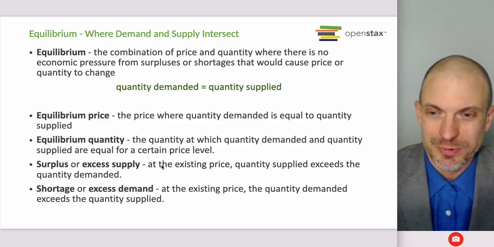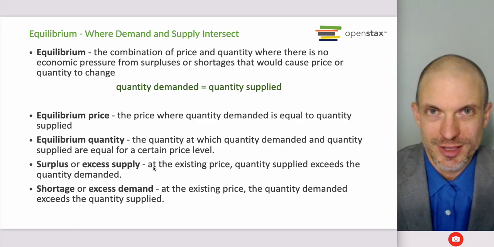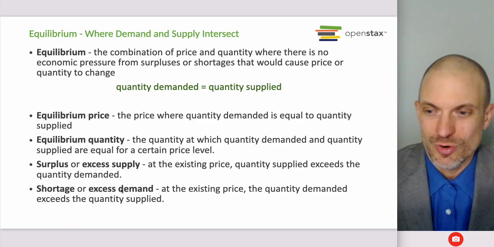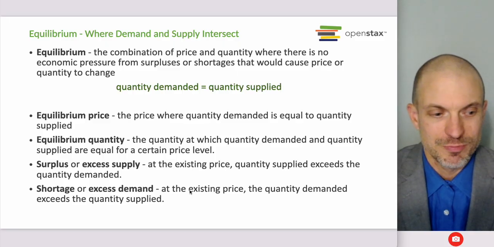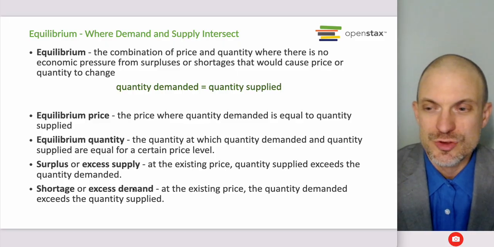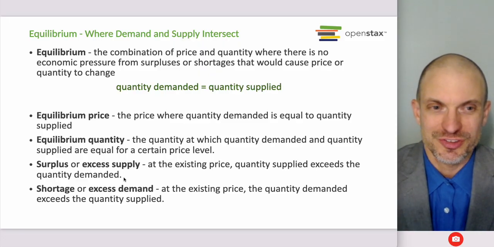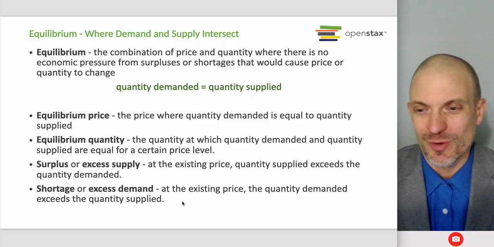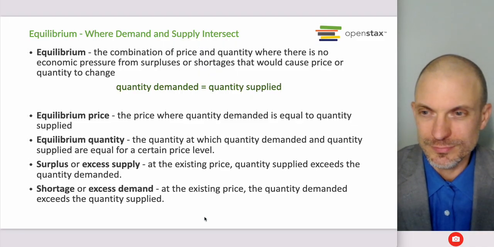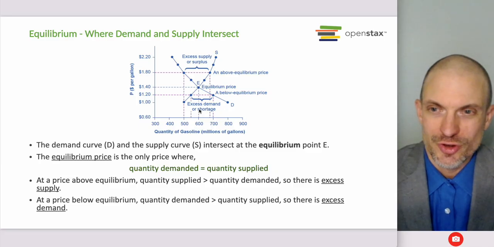Surplus or excess supply is if at the given price, the quantity supplied is bigger than the quantity demanded. Shortage or excess demand is if at a given price, the quantity demanded is bigger than the quantity supplied. You can measure the size of the shortage or the size of the surplus by subtracting the smaller one from the bigger one of quantity demanded and quantity supplied. Okay, so we can show that here.